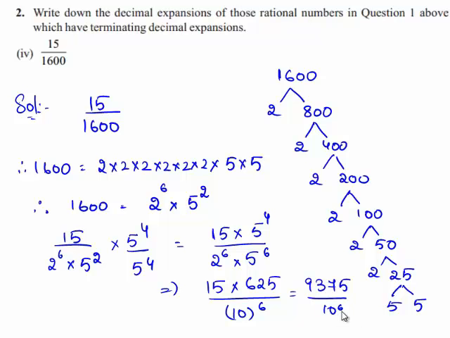Since in the denominator we have 6 zeros, so we shift the decimal point towards left to 6 places. Therefore the decimal expansion is 0.009375. Therefore the decimal expansion for the rational number 15 upon 1600 is equal to 0.009375.